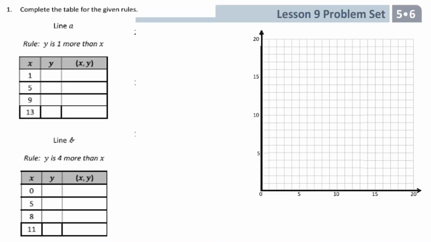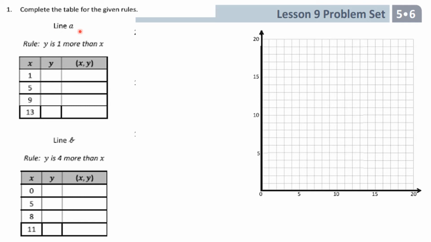We're going to begin with page 47, the top of the page, problem 1. Complete the table for the given rules. Here's my table for line A and line B. And here's the coordinate plane where I'm going to plot it. I'm sorry if it's a little bit blurry. I expanded on the page so we're able to see it better on the screen.